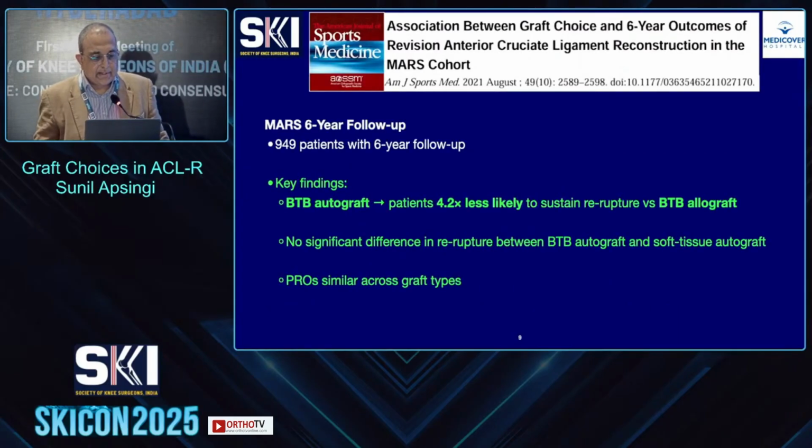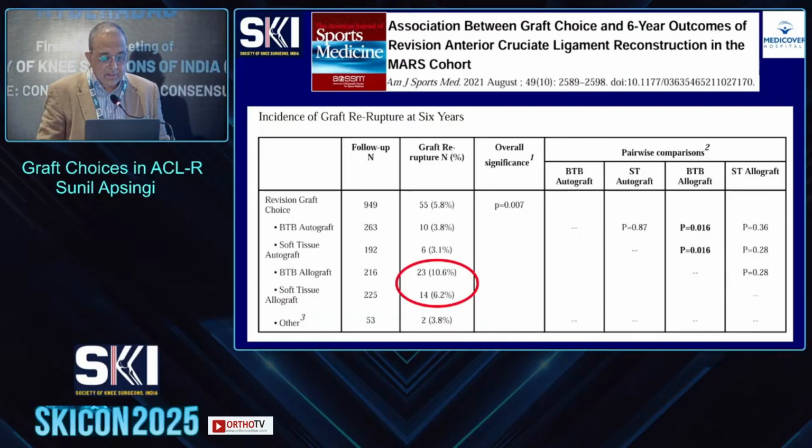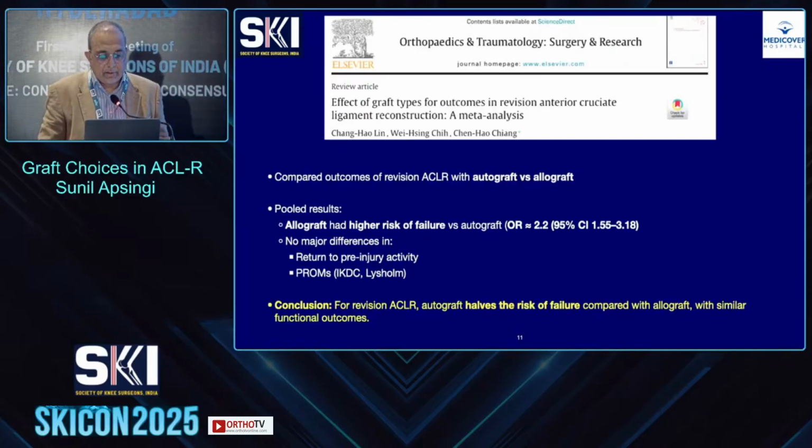They came up with their second report in 2021, and this was a 6 year follow-up. They had more than 900 patients, and they found that BTB autograft patients were 4 times less likely to fail than BTB allograft. And there was no difference in re-rupture rate between BTB autograft and other soft tissue autografts. And patient-reported outcomes were similar across all groups. Rest of the grafts, they were doing reasonably well.